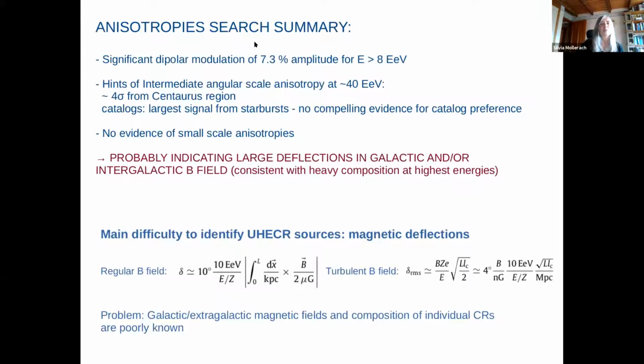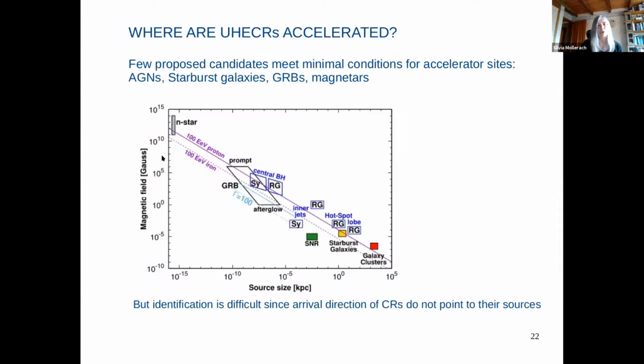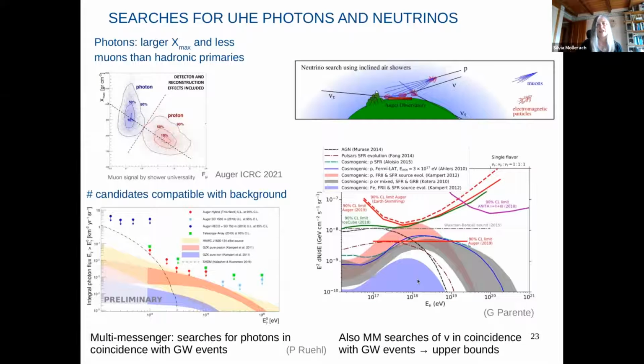So in all, the anisotropies tell us that we have a significant dipolar anisotropy and hints of intermediate angular scale excess at 40 EeV, and no evidence of small scale anisotropy. So all this is telling us that the deflections in the galactic and intergalactic magnetic fields are significant. And as we don't know the galactic and extragalactic magnetic fields very well, and also we don't know the composition of the individual cosmic rays, this is really a problem, because we have some candidate sources, but we cannot identify really which are the real ones.